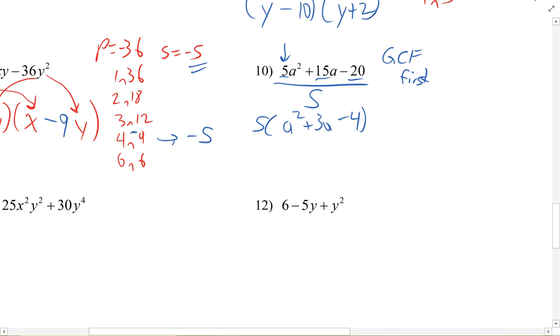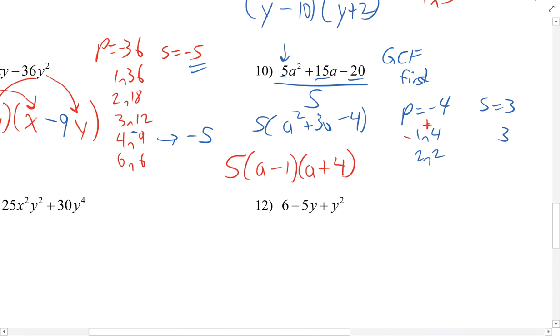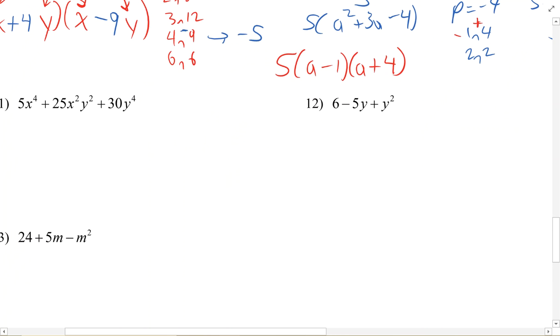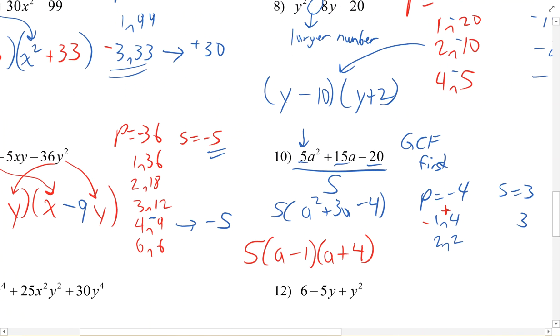And what do we do then? We can now do sum and product. Product is negative 4, sum equals 3. So 1 and 4, 2 and 2. Now the only way to get a 3 is if this is positive and that is negative. And so we get 5 times a minus 1 times a plus 4. So the only difference is we combine today's lesson with yesterday's. Okay, done there. We'll do more later.